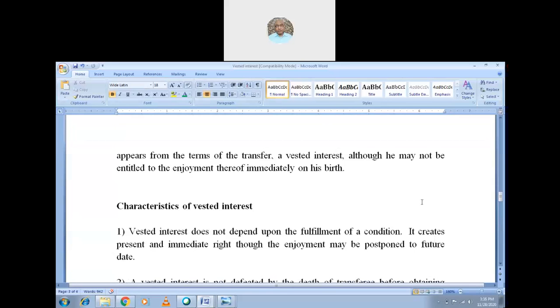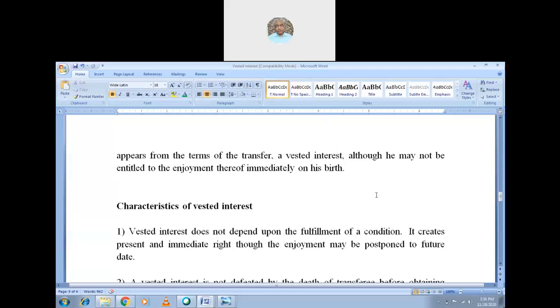As soon as she has delivered a boy or a girl, and the child is viable, alive, from that date onwards the vested interest will come to the boy, but he can enjoy the property only after the completion of 18 years. Let us see it in the next example.